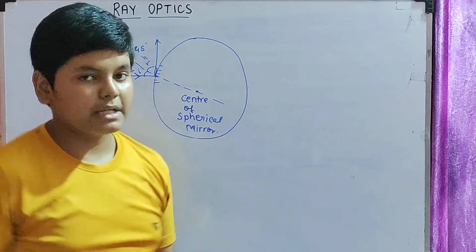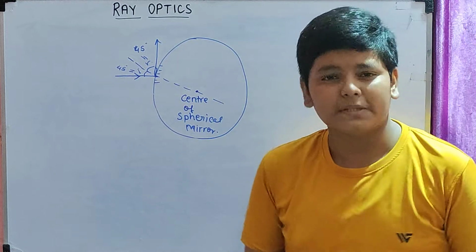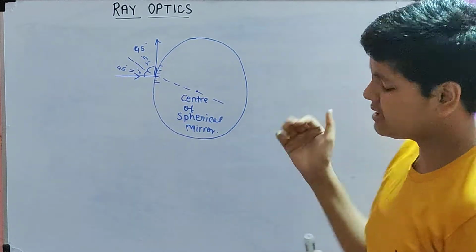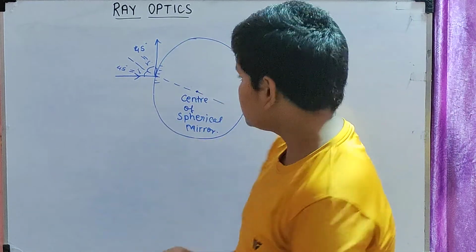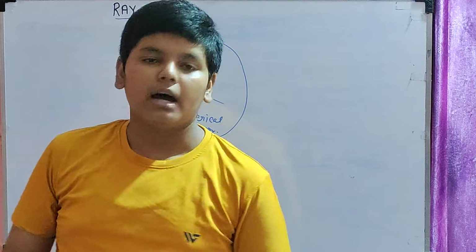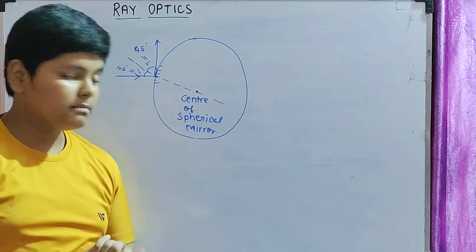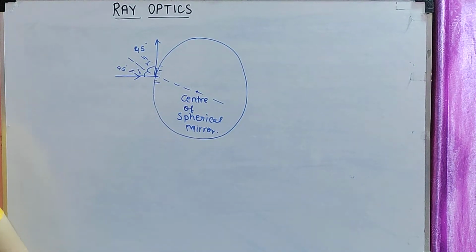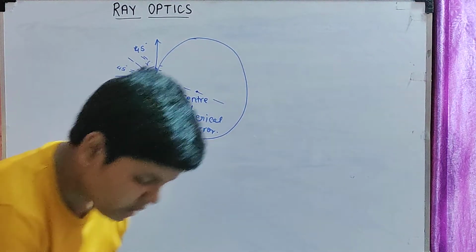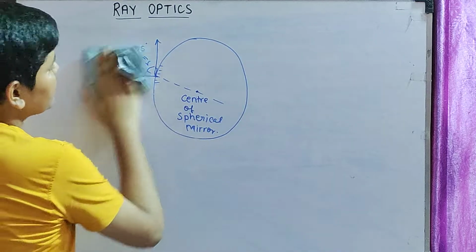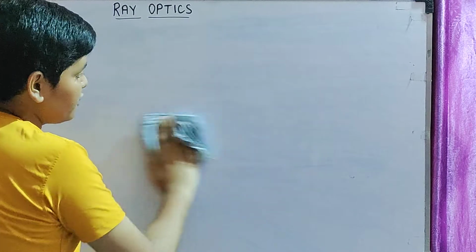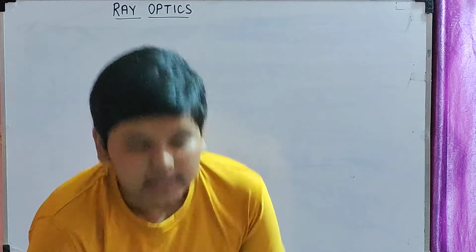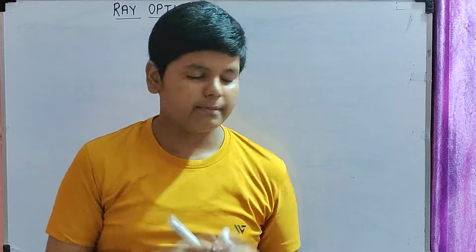So, in case of spherical mirrors, you have to draw the normal such that it passes through the center of the mirror. These are the two important concepts: how to draw the normal on a spherical mirror, and what is normal incidence. These two are the most important topics. Now, we will be discussing mirrors. There are two types of mirror. The first type is a spherical mirror and the second type is a plane mirror. First we will be discussing the plane mirror.